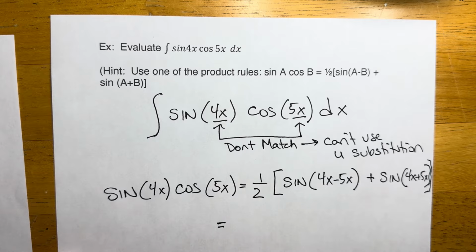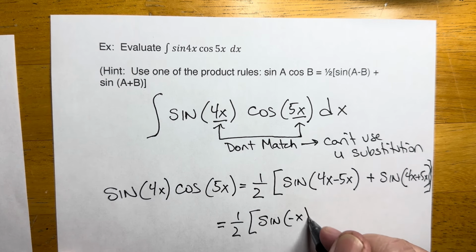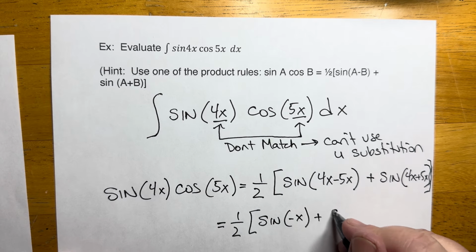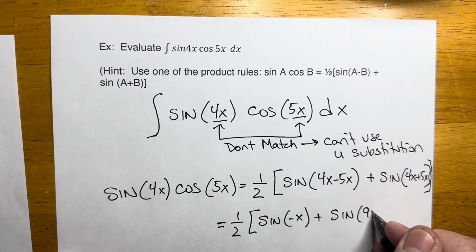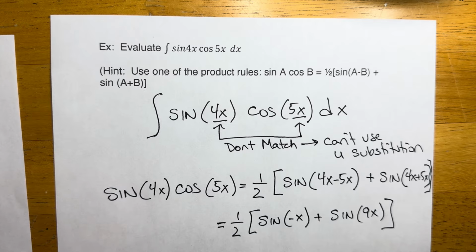I kind of ran out of room. Sorry about that. So I've got 1/2 sine of the opposite of x plus sine of 9x. Now, personally, I'm not going to worry about the minus. There are ways to get around it, and we can talk about it.